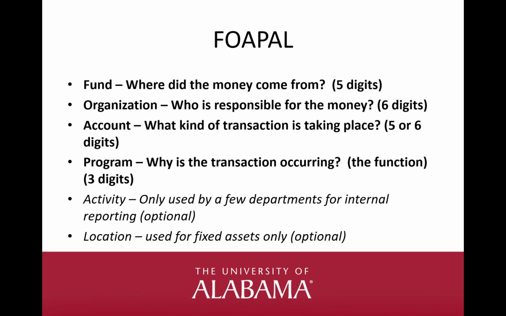Activity codes are optional and are only used at a department's request for internal reporting and tracking purposes. They're mainly used to track revenue and expense within a particular project or program. Location codes are only used in relation to fixed assets.